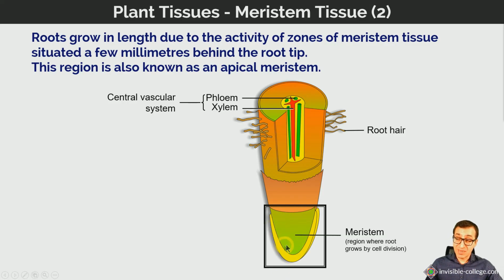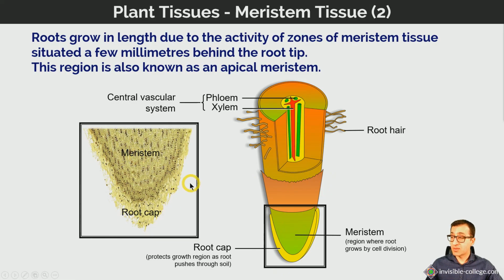Now, to protect this very delicate region of meristem tissue, we have a root cap, which protects that region of cells as the root pushes downwards through the soil. And again, if we look at this region under a microscope, we can identify within the nuclei of these cells the stages of mitosis occurring here.